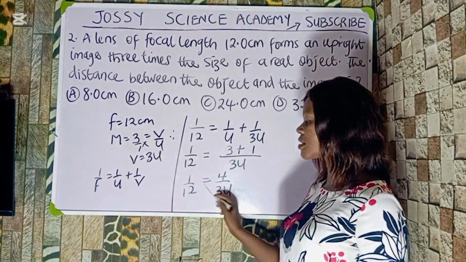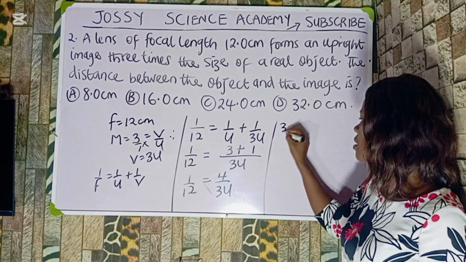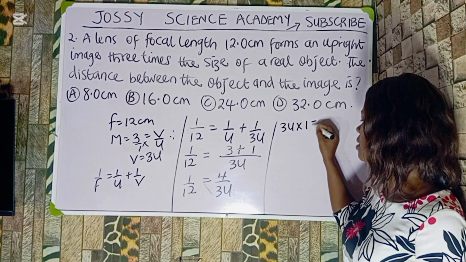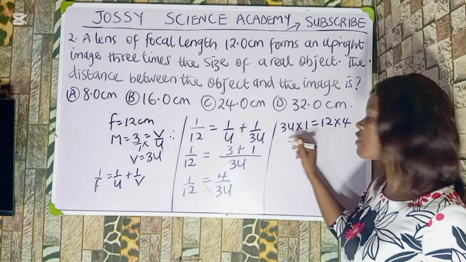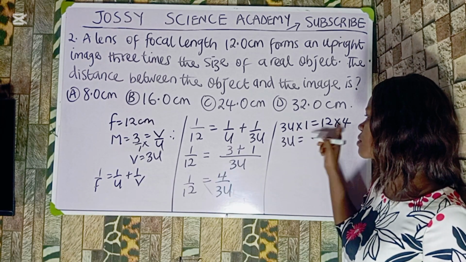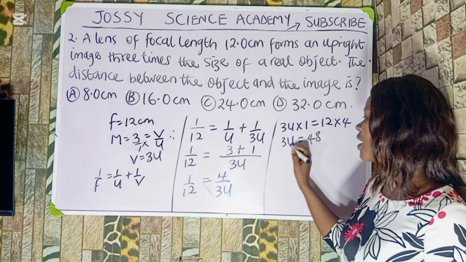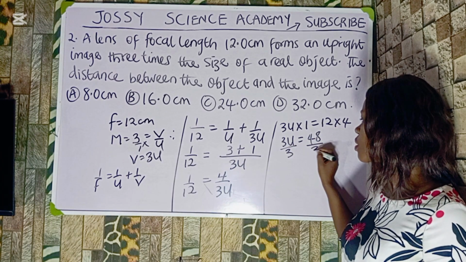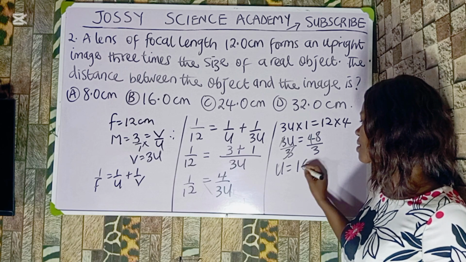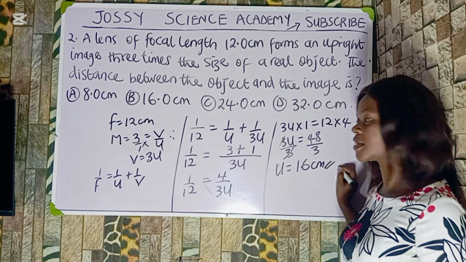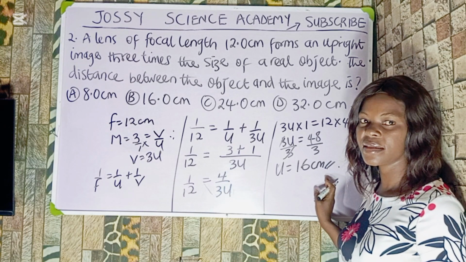So let's cross multiply. Let's work it out by saying 3u multiplied by 1 is equal to 12 multiplied by 4, right? This is going to give me 3u is equal to 12 times 4, which is 48. So we divide by 3, and what will be my u? My u is equal to 16 centimeters, right? Now the question is, now my u is 16 centimeters.